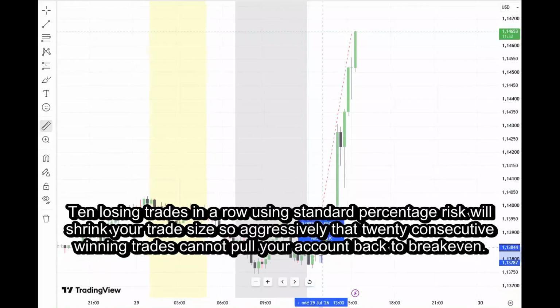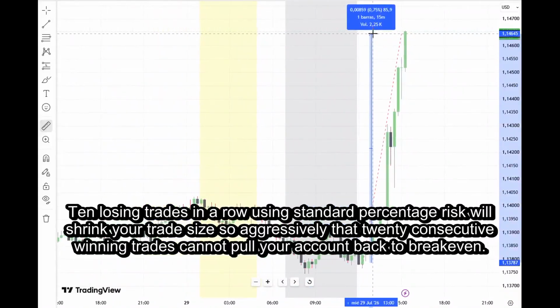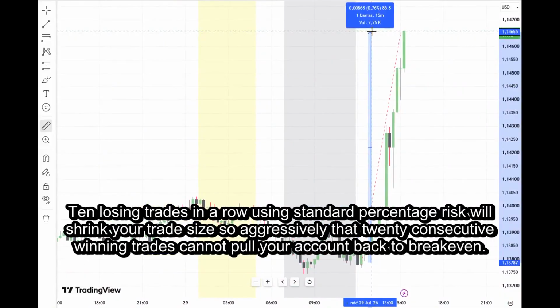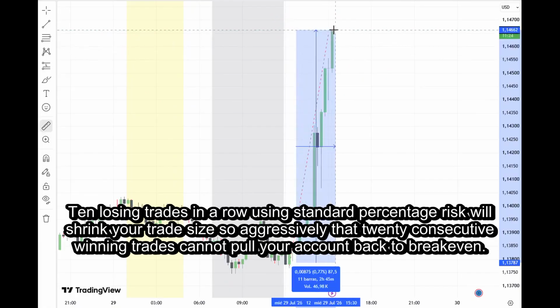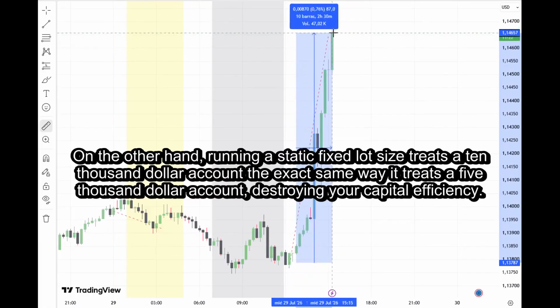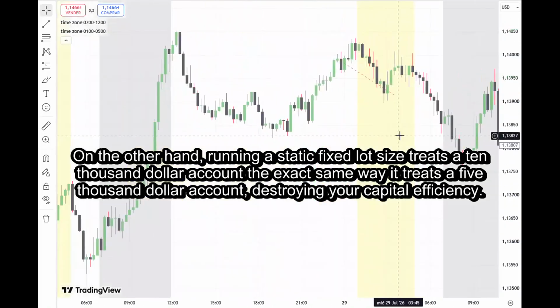10 losing trades in a row using standard percentage risk will shrink your trade size so aggressively that 20 consecutive winning trades cannot pull your account back to break even. On the other hand, running a static fixed lot size treats a $10,000 account the exact same way it treats a $5,000 account, destroying your capital efficiency.